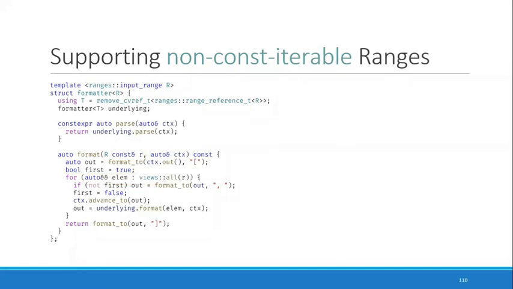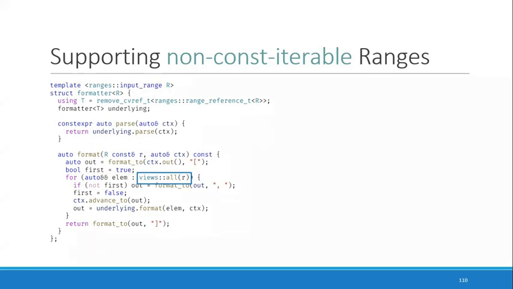So the initial solution might be, okay, well, we can use views::all here. views::all just takes a range and turns it into a view, which doesn't really do very much. So for the filter case, it's just going to copy it for us, and that copy is not const. So we can iterate over it because it's mutable. So that works for that case, but it's expensive because we're copying this thing for seemingly no reason.